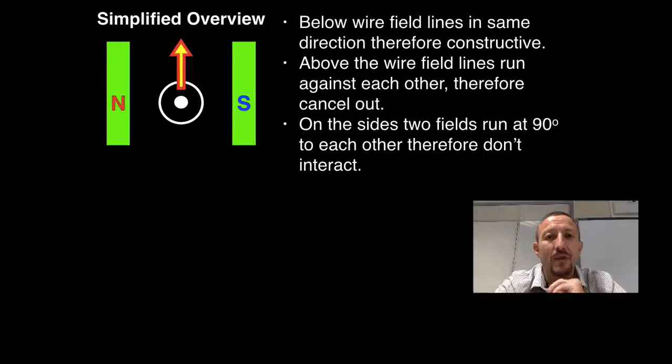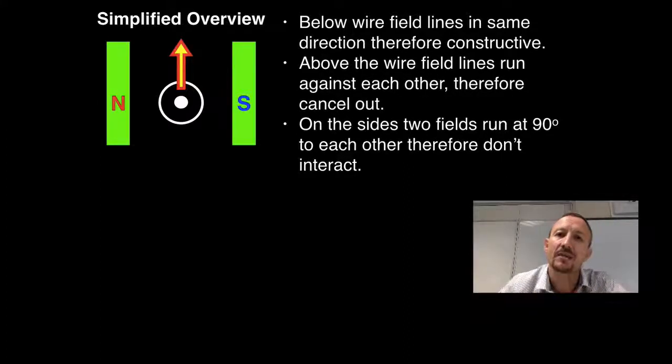Where the two fields are running at 90 degrees to each other, that is on the left and right hand side of the wire, there is no force. So if the magnetic field lines are running at 90 degrees to each other, there will be no magnetic force generated.